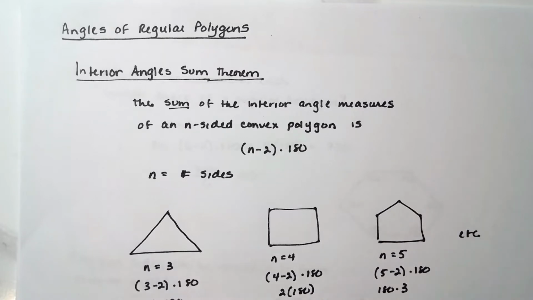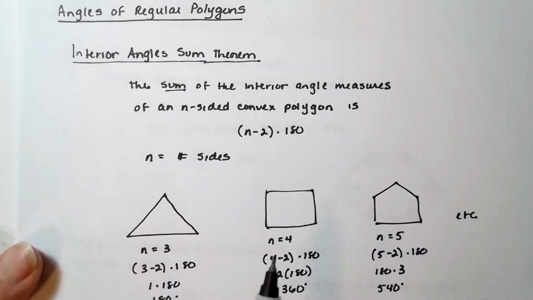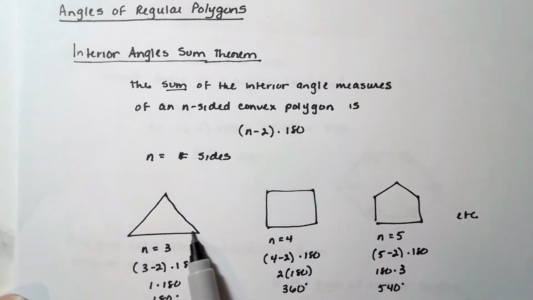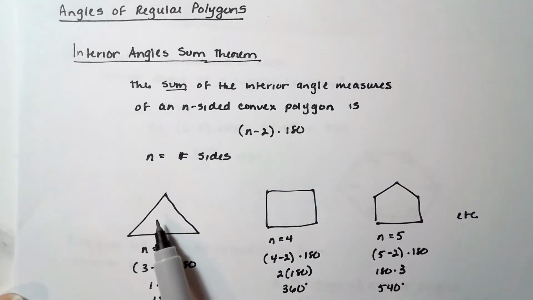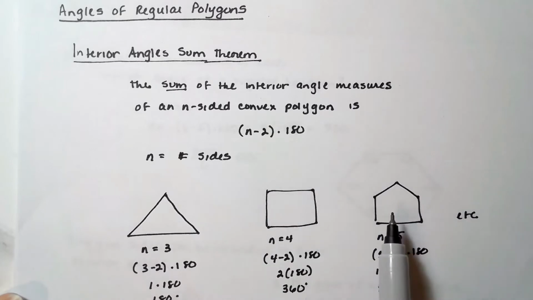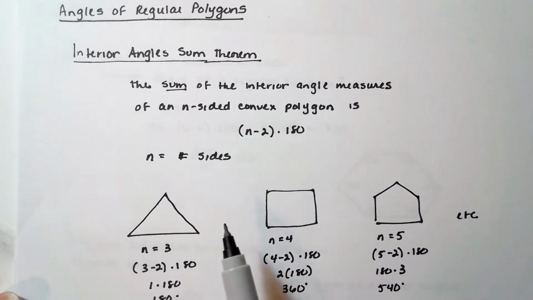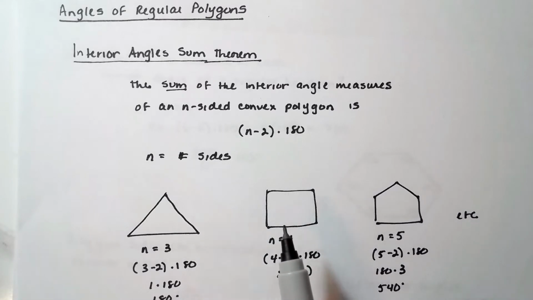This is section 6.1 of your book. Alright, and there's something called the interior angles sum theorem for any polygon. A polygon, remember, is just a closed figure of so many sides. So you could have a triangle or a rectangle or a pentagon, hexagon, heptagon, dodecagon, whatever, right? It has a certain number of sides.